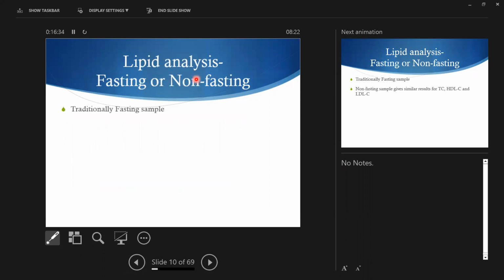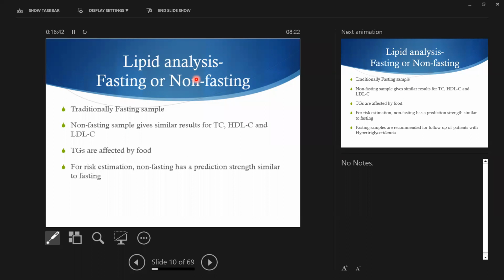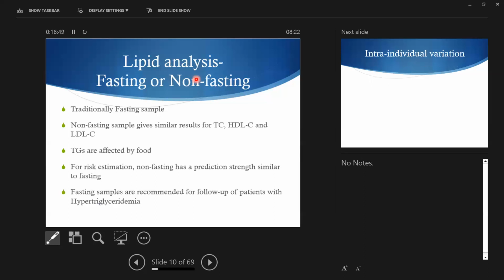So traditionally we do a fasting sample. Non-fasting samples give similar results for total cholesterol, HDL cholesterol, and LDL cholesterol. Triglycerides are affected by food. For risk estimation, non-fasting has a prediction strength similar to a fasting sample. And fasting samples are recommended only for follow-up of patients with hypertriglyceridemia. When somebody has hypertriglyceridemia and the triglyceride is also a treatment target, then we have to estimate the fasting sample only.